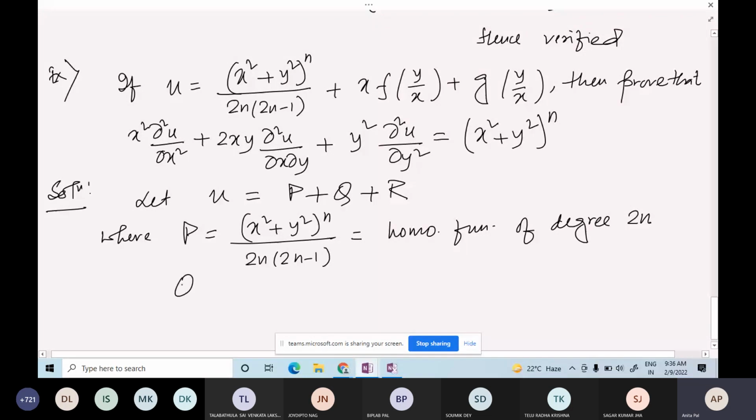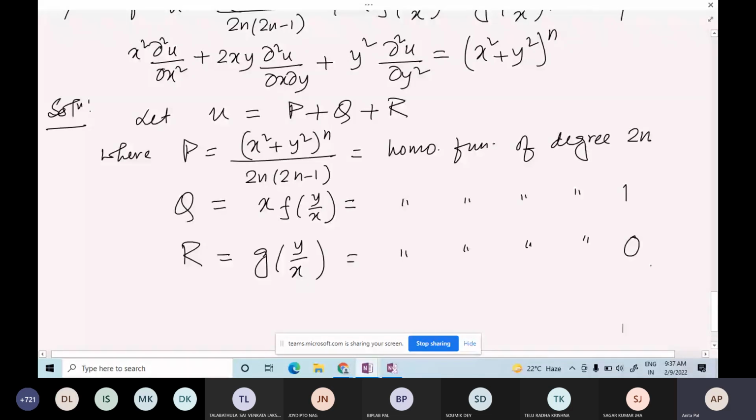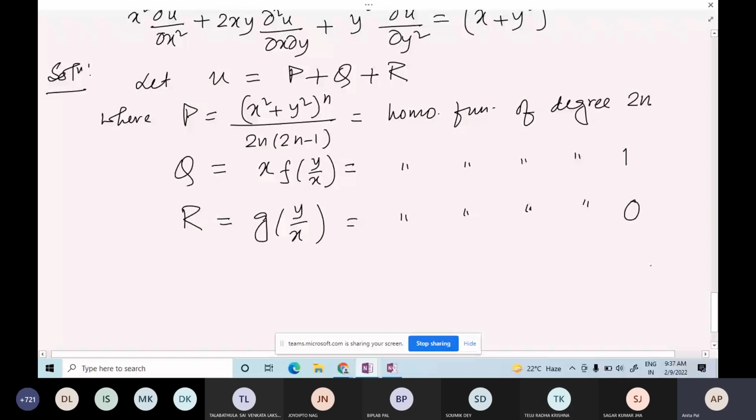What about Q? Q is x f of y by x. Is it a homogeneous function? Yes, ma'am. Degree 1. And R is a homogeneous function of degree 0. Correct. Now can you apply this Euler's theorem to P, Q, R?